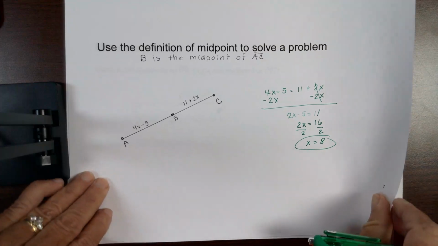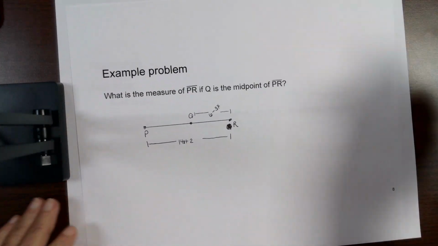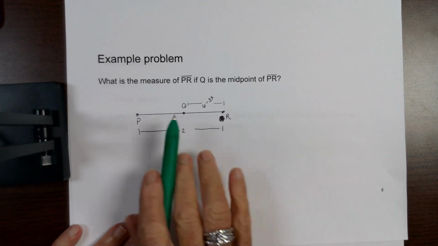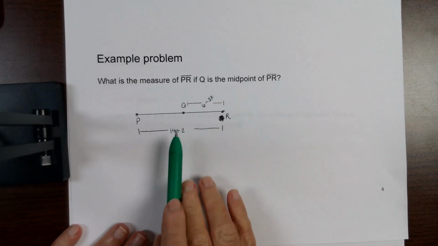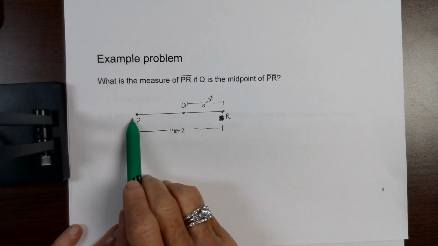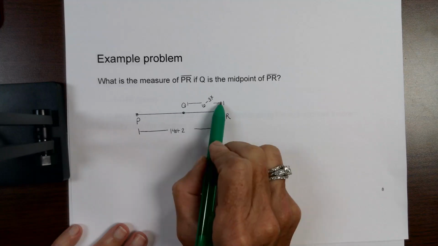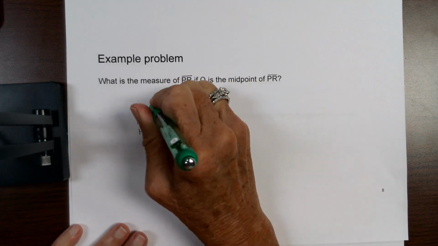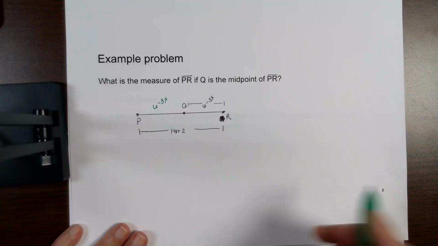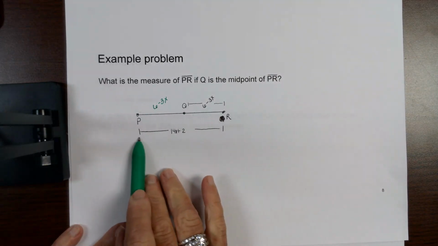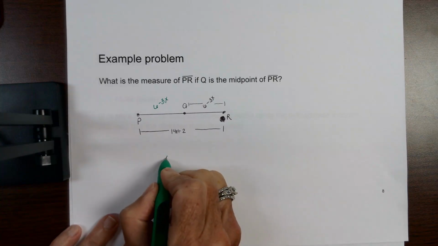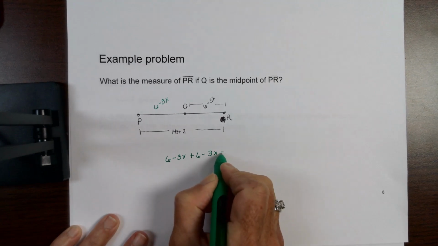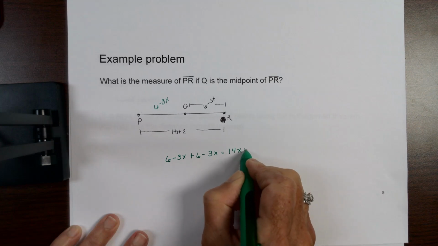Okay, so that's solving. Here's another example of a problem where the definition of midpoint is used to solve the problem. If it says Q is the midpoint of PR, that means Q is exactly in the middle of these two. So if QR is 6 minus 3x, then PQ is also 6 minus 3x. So this plus this would have to equal that. So I have 6 minus 3x plus 6 minus 3x is equal to 14x plus 2.